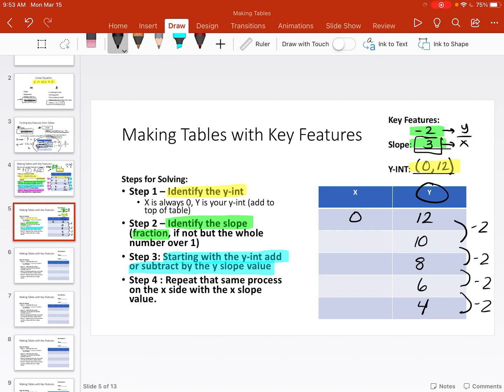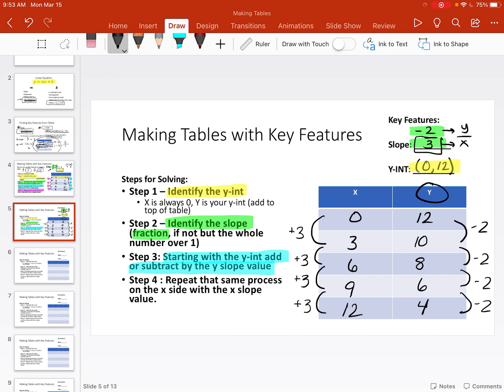For my x side, if you notice, we have a positive 3. So I'm still going to go ahead and add 3 to this side. So even though we have a negative up there, our 3 remains positive, so we'll count positive. So we have 0 plus 3 is 3, plus 3 is 6, 9, and 12.